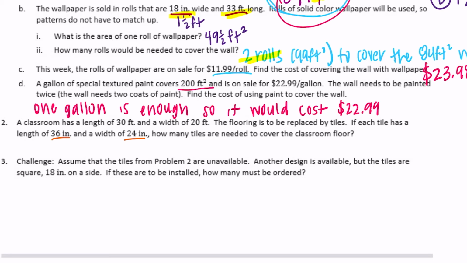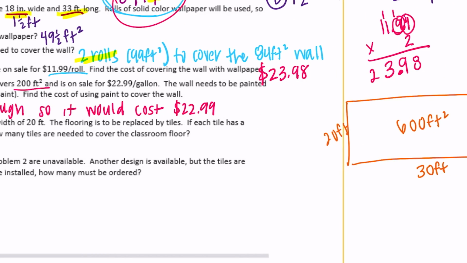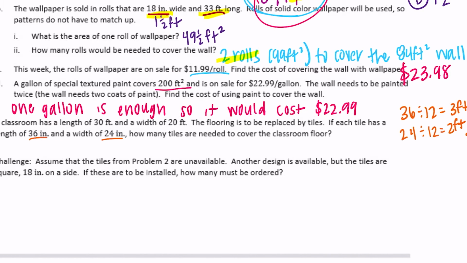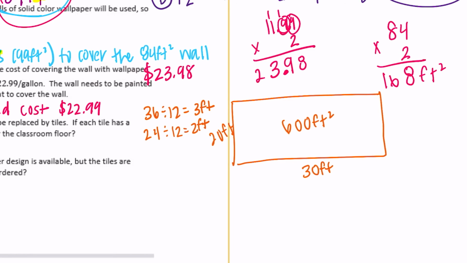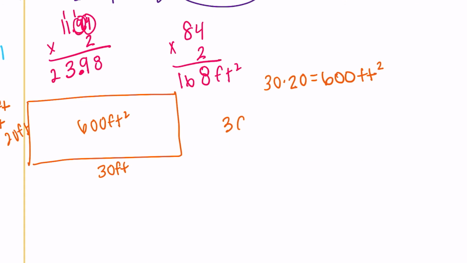So 36 inches, there's 12 inches in a foot. So 36 divided by 12, that would be 3 feet. And the other one was 24 inches. That divided by 12 would be 2 feet. So each tile is 3 feet by 2 feet. So 3 feet by 2 feet is equal to 6 feet squared. So we have a total of 600 square feet, and we're going to cover it with 6-foot square tiles.